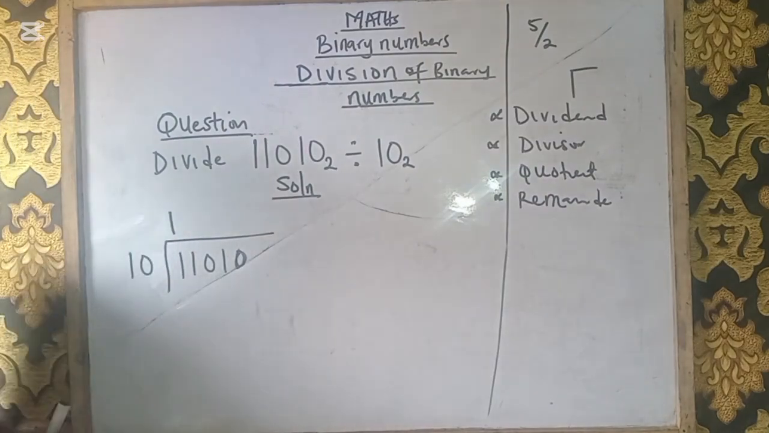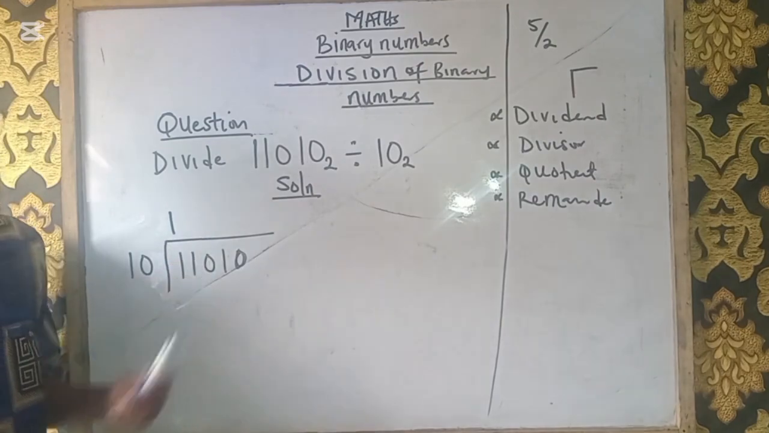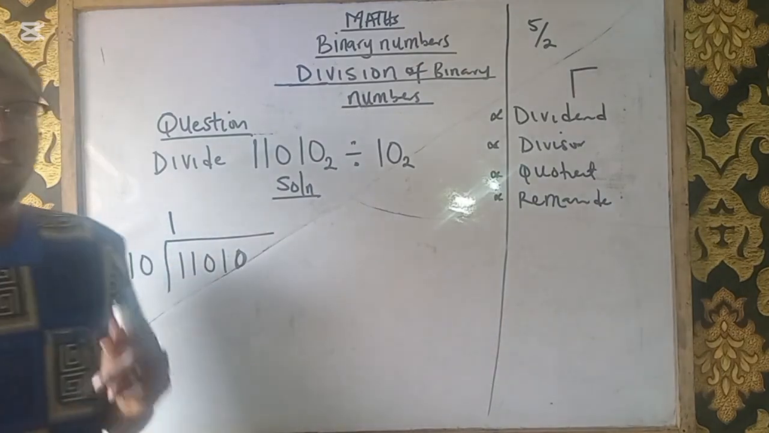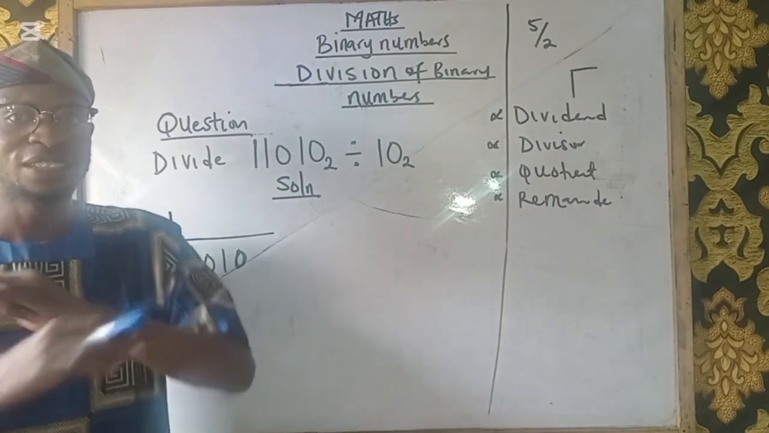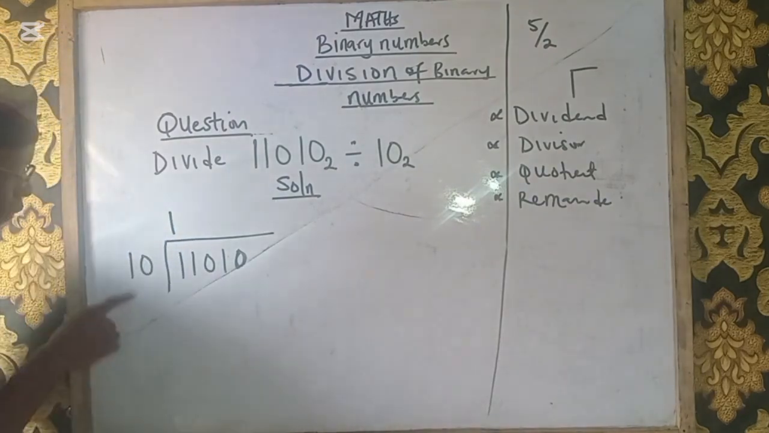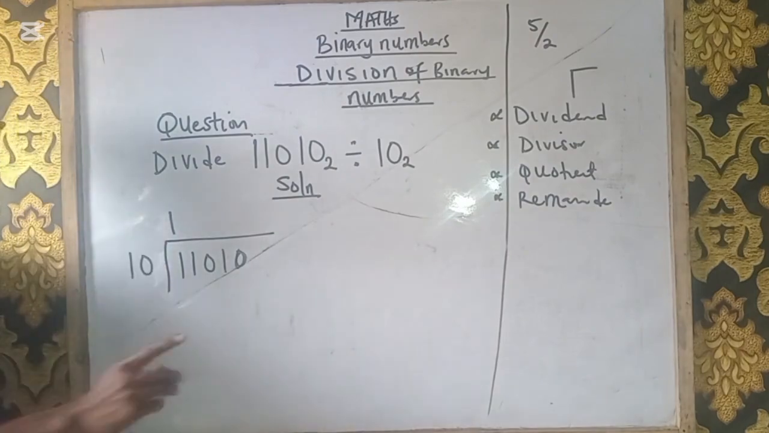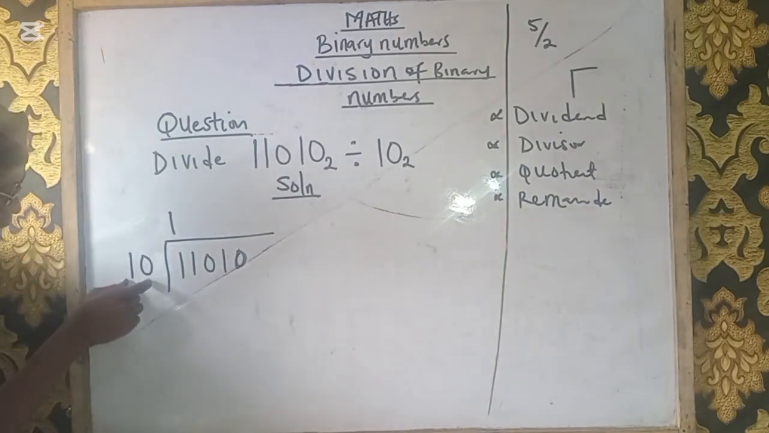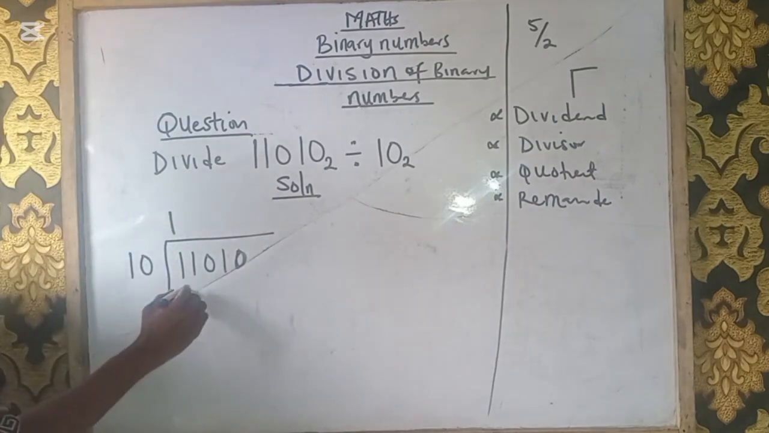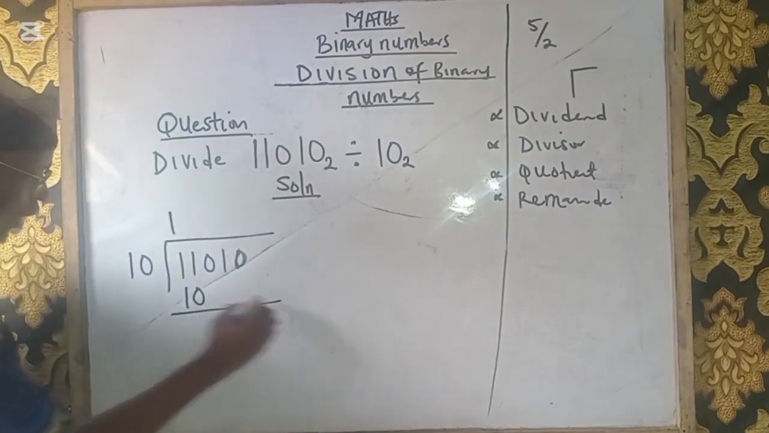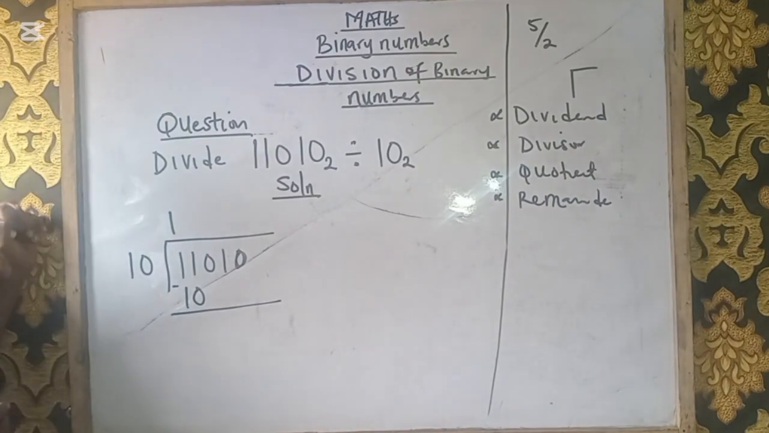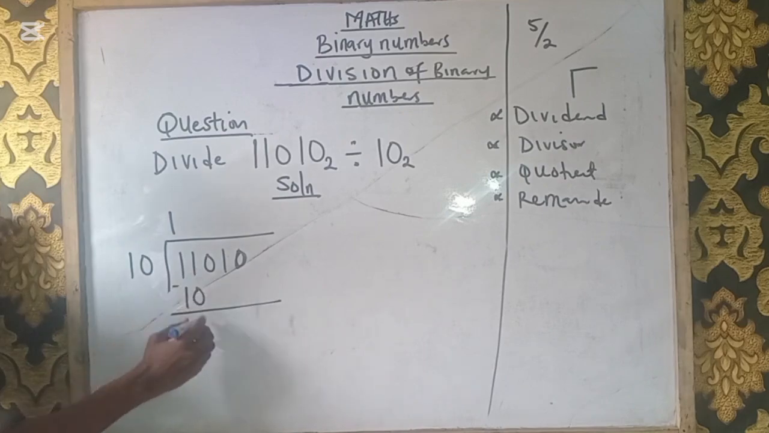I told you last time when I did addition and subtraction of binary numbers that the highest number you can have in base 2 is 1. So if this is possible in this, the result is always 1. This multiplied by 1, we have 10. Then you subtract. Do you understand? When you subtract, 1 minus 0 is 1.